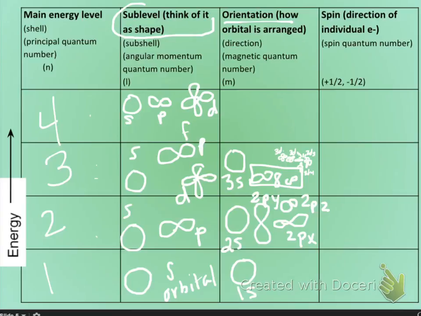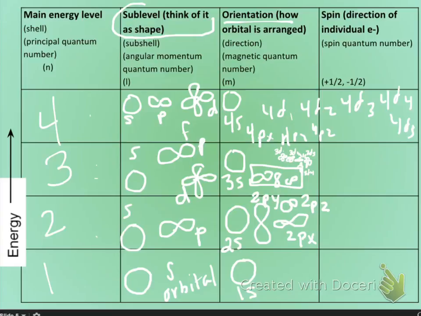So, fourth main energy level. We have an S, right? What's it called? 4s. We have our 4 p's, 4px, 4py, 4pz. We have 4d1, 4d2, 4d3, 4d4, 4d5. And now we add that stinking f orbital. I'm not going to draw it because I can't. Does anybody see any patterns so far?